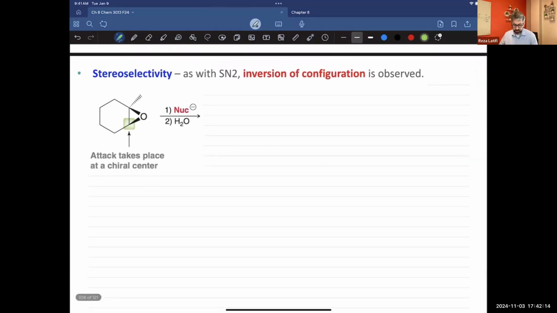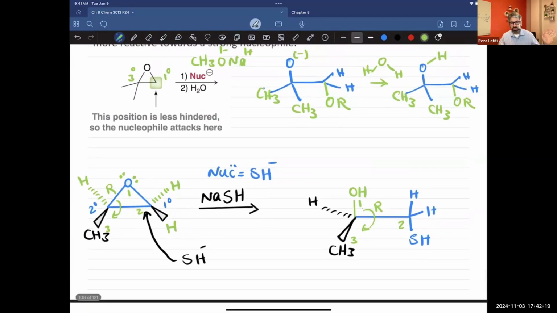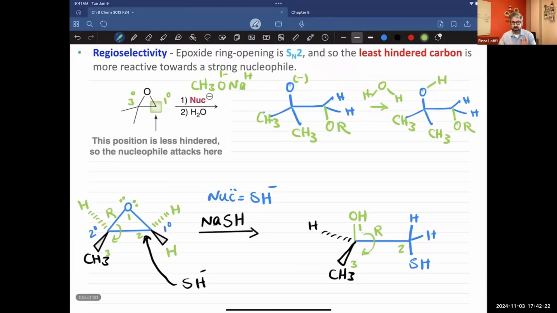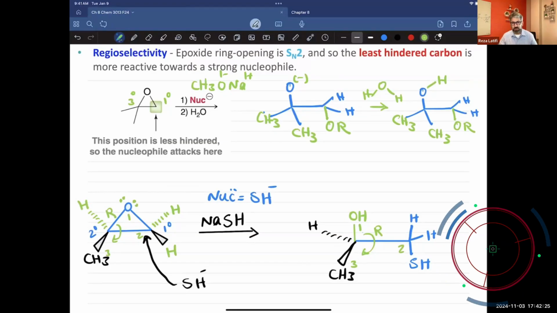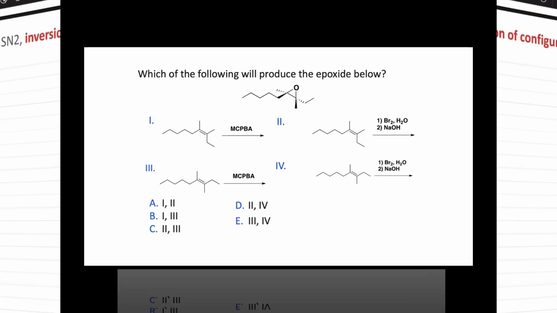Now, when it comes to stereoselectivity, the first one we said was regioselectivity. The attack always will happen on the carbon with fewer substituents. The alcohol will show up on the carbon with more substituents. Always this is going to happen.